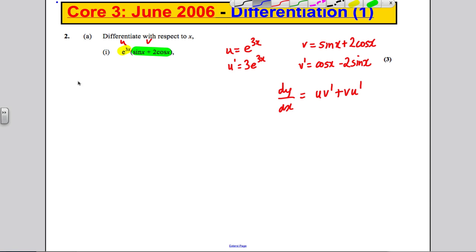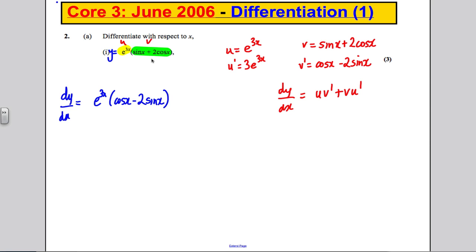Now it's just a substitution detail. So if y is equal to this, dy by dx is uv dash. So u is e to the 3x multiplied by cos x negative 2 sine x, and plus vu dash, well, v is plus sine of x plus 2 cos of x multiplied by u dash, which is 3e to the 3x. Okay, probably should tidy it up.